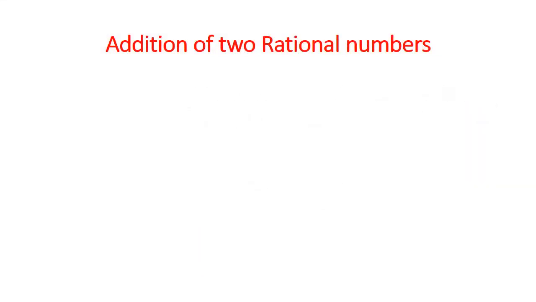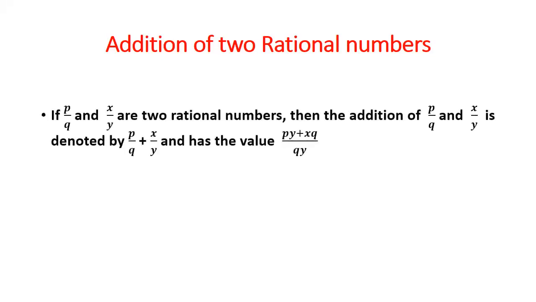Addition of two rational numbers. If p by q and x by y are two rational numbers, then the addition of p by q and x by y is denoted by p by q plus x by y and has the value (py + xq) by qy. When the denominators are different, you have to multiply and take the LCM. That is, p by q plus x by y is equal to (py + xq) by qy.